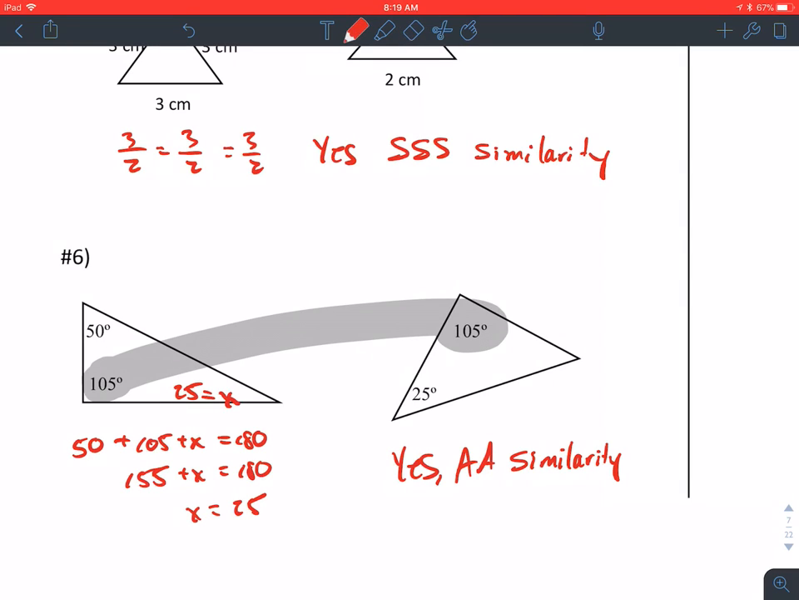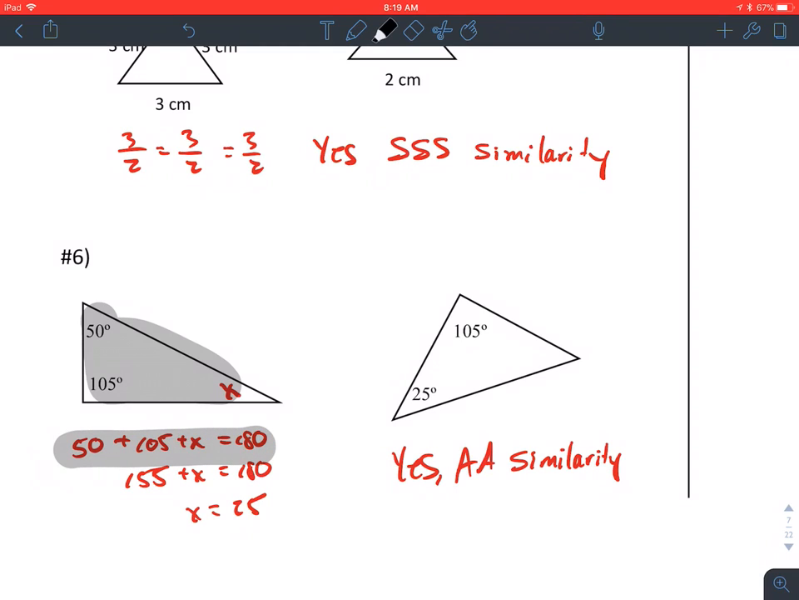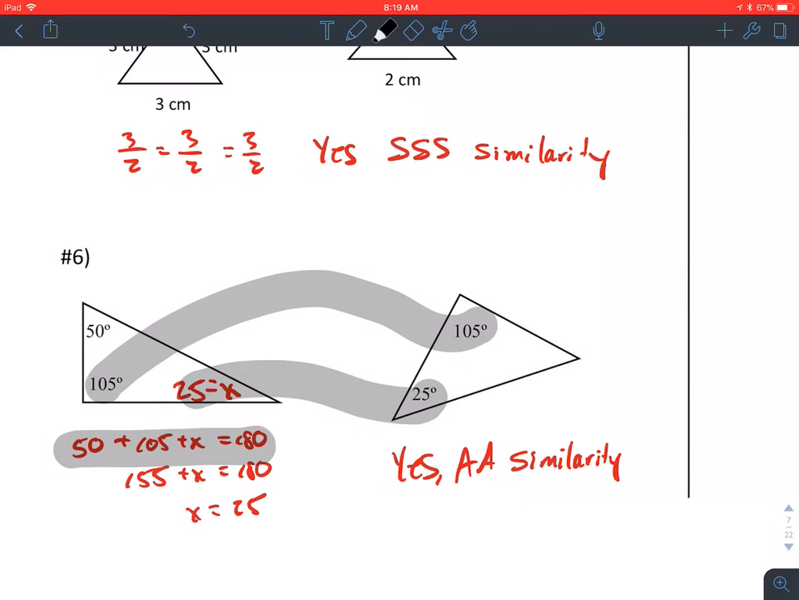So using the angle sum theorem, I went in this first triangle and I said, well, let's call this angle x. If you add up all those angles together, you should get 180. Simplifying it, I ended up getting that this angle was 25 degrees, which means 25 corresponds to 25, 105 corresponds to 105. These two triangles are similar by the angle-angle similarity.